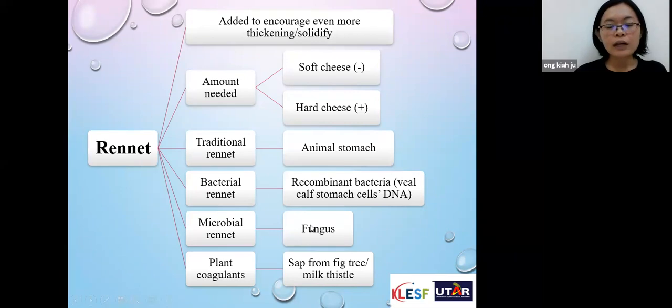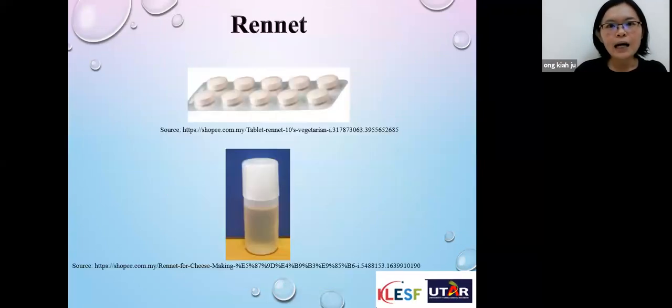As for vegetarians, don't worry, you can still get plant coagulant. This kind of coagulant is obtained from the fig tree or from the milk thistle. This is how the rennet looks like. If you Google, or go to Shopee or Lazada, you can see there are different types of rennet. Some of them are in tablet form, some are in liquid form, and some are in powder form. So there are different types of rennet in different forms, and you can choose the form that you prefer.